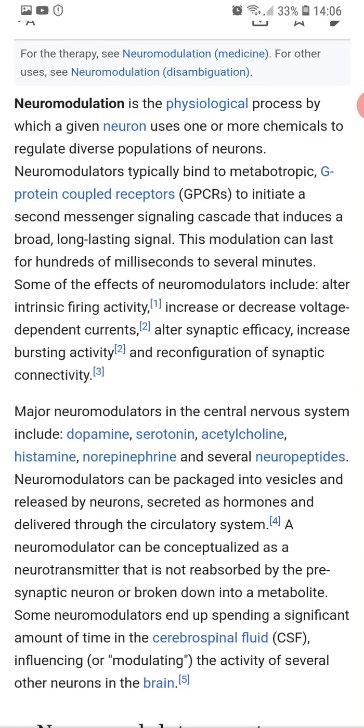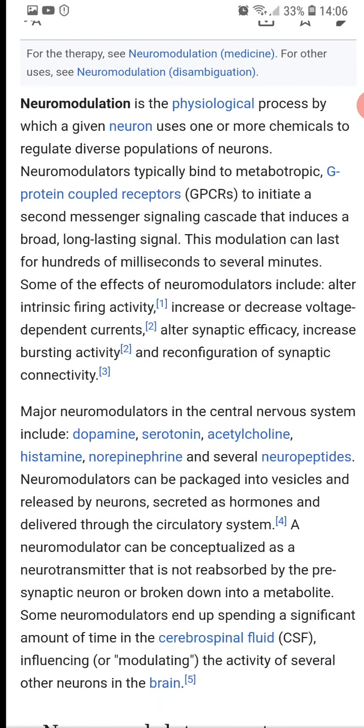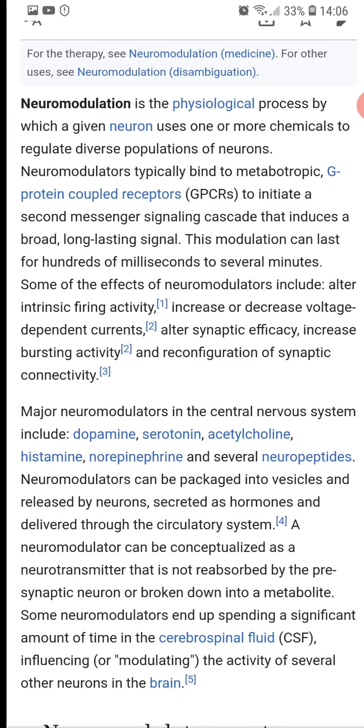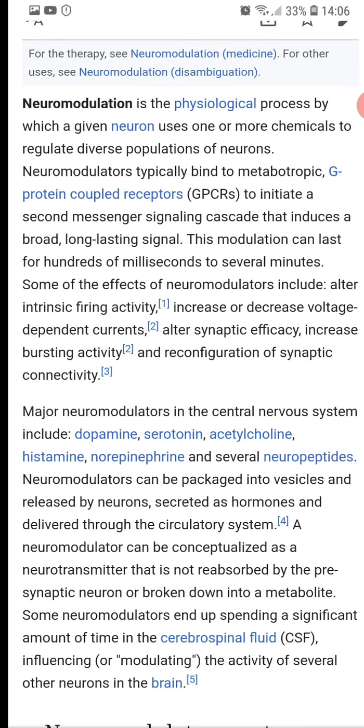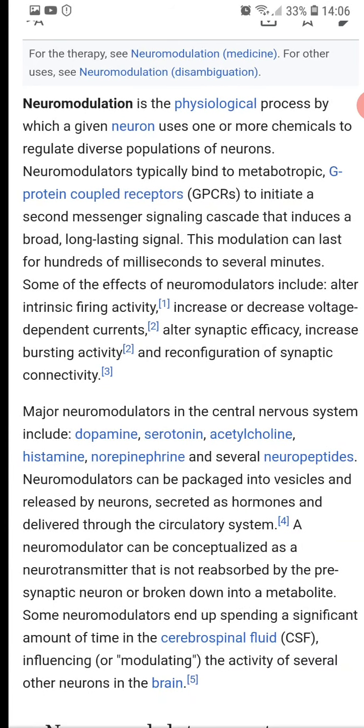Neuromodulation is a physiological process in which a given neuron uses one or more chemicals to regulate diverse populations of neurons. Neuromodulators typically bind to metabotropic G protein coupled receptors to initiate. You see how this all affects each other. If I go back down, this modulation can last for hundreds of milliseconds to several minutes.